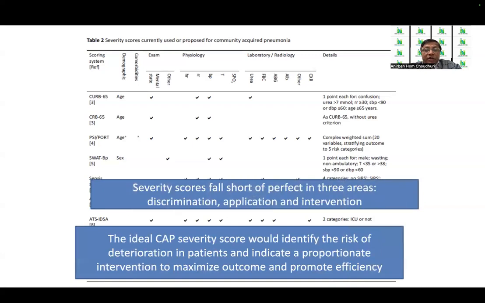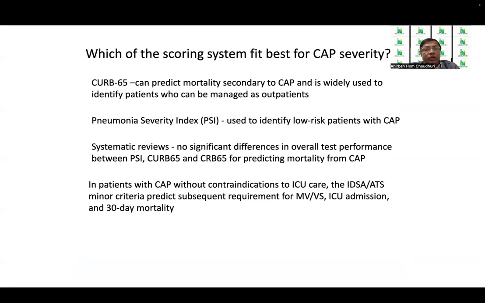But one thing we have to understand is that the severity scores fall short of perfection in 3 areas. And this is true for all the scores that are used today. One is discrimination, another is application, and intervention. So prognostication is the area where most of the scores are comparable. But in these 3 areas, there are subtle differences. So which of the scoring systems fits best for CAP severity?